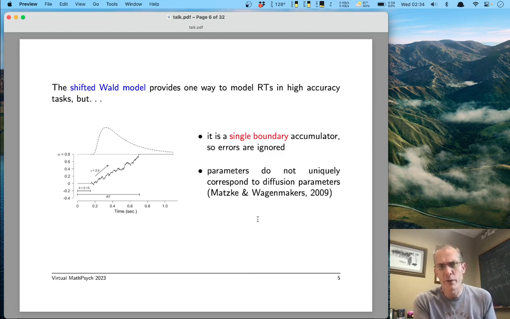So one approach that we might take is the shifted Wald model. Now this approach works because it's just like the diffusion model in that it is an accumulator that accumulates noisy information as it drifts towards some response boundary. Okay, so this is a typical diagram to illustrate where the shifted Wald distribution comes from.